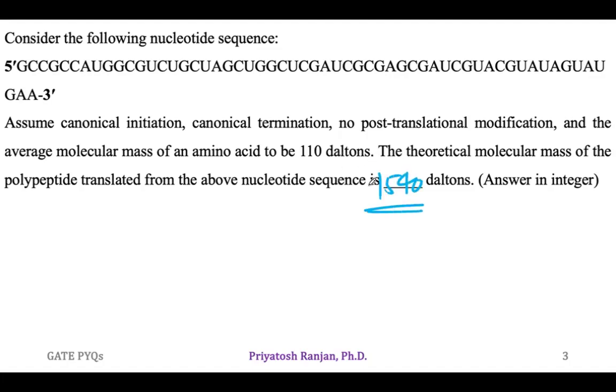1540 Dalton. The other thing you need to understand from this question, a very important concept, is that not the entire mature mRNA is coding for amino acids. There is a particular place from where the translation process starts and a particular point where the translation process stops.